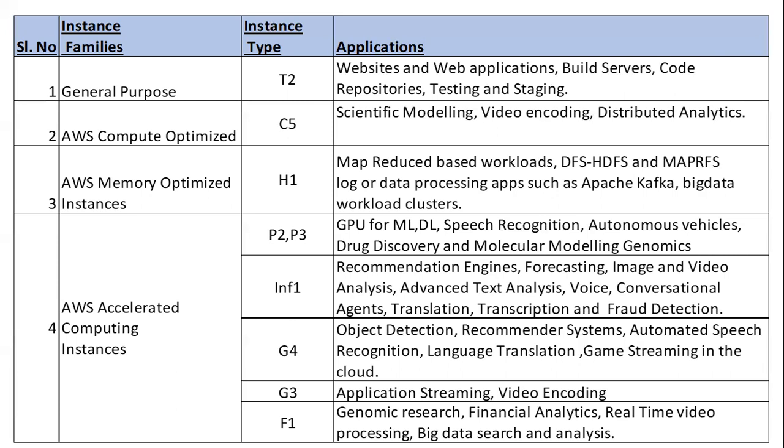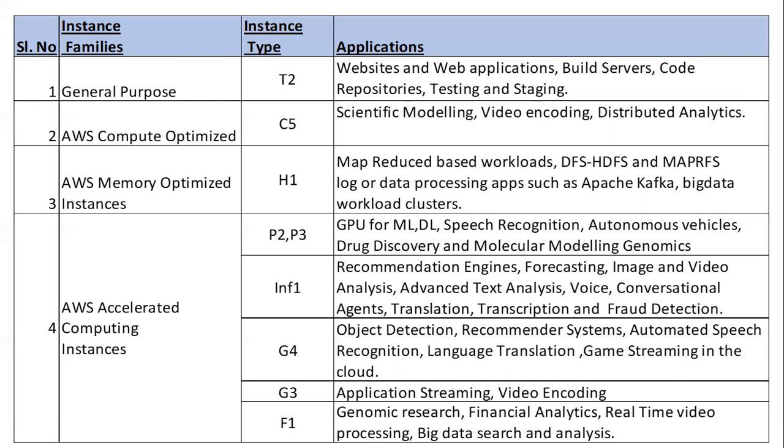Finally, what we have is F1, one of the instance types which is widely used. It is mainly used for genomic research, financial analytics, real-time video processing, big data search and analysis. So AWS accelerated computing instances are most useful if you're doing deep learning and machine learning.